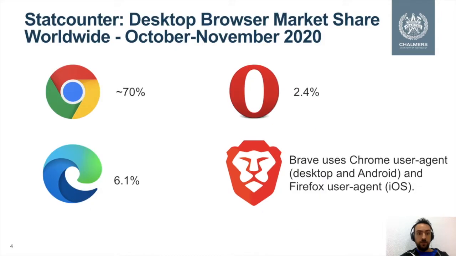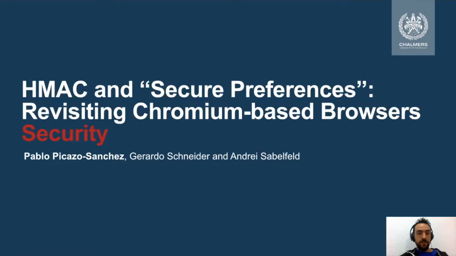According to StatCounter, a web page that measures the market share of the browsers, if we sum up all the users of these four browsers, we might easily get 80% of the total desktop users on the internet. Therefore, guaranteeing the security of these browsers is of extreme importance, since any vulnerability will affect many users all around the world.